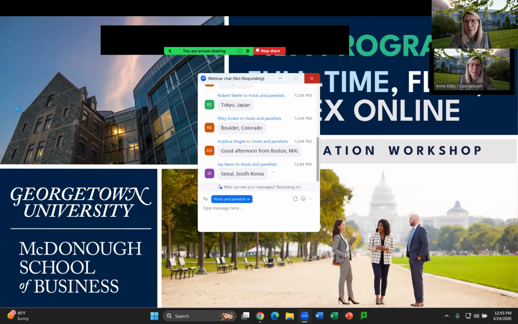Just a brief bit about me. This is my 18th year in higher education, where I've spent the last 8 here at Georgetown McDonough. I truly love it here. It is my home. I'm very proud to represent this institution, and I'm happy to go through information today that will help you better understand what it looks like to apply.